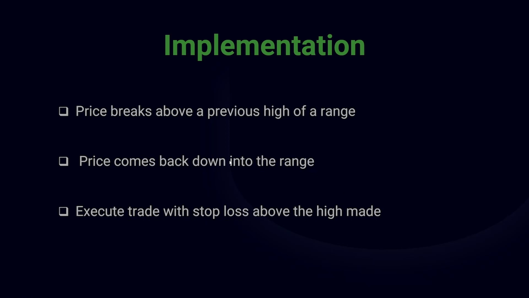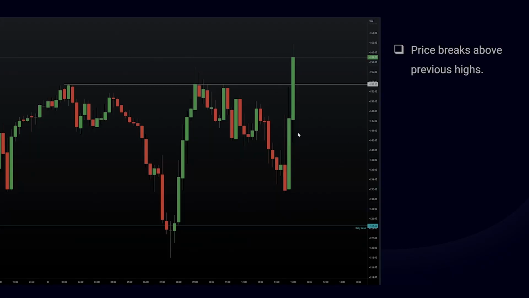Okay, so similar to our swing failure pattern, we're in a sideways range. We're waiting for price to break above. That is not a failed auction yet. When it comes back down into the range, that's when we've got our failed auction. That's where we can take that trade. And that's where we've got now our invalidation above the high made and our targets, as I'll explain as we move on to the examples here.